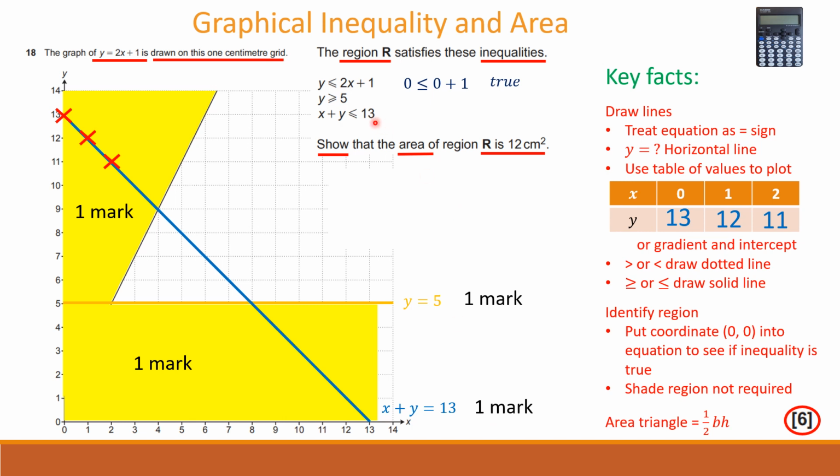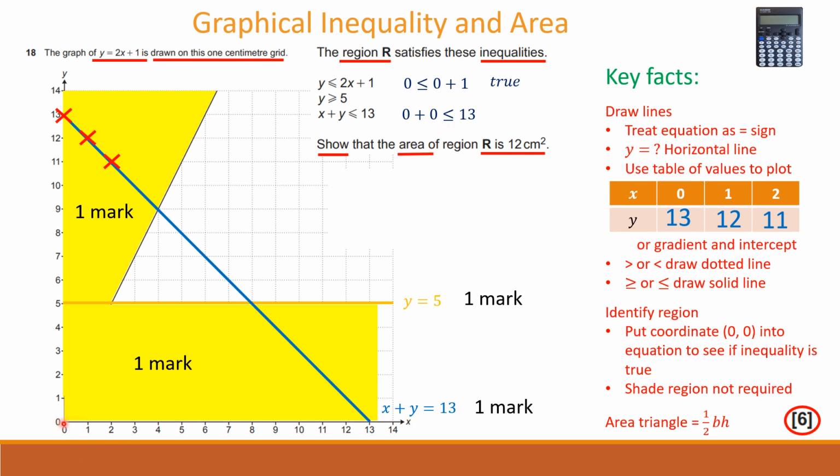Next, we need to identify which region. So we're going to take this equation here and we're going to substitute in the point 0, 0. So x is 0, y is 0, looking at this coordinate here. 0 plus 0 is less than 13. Is that true? Of course it is. 0 is less than 13, which means the point here is true.